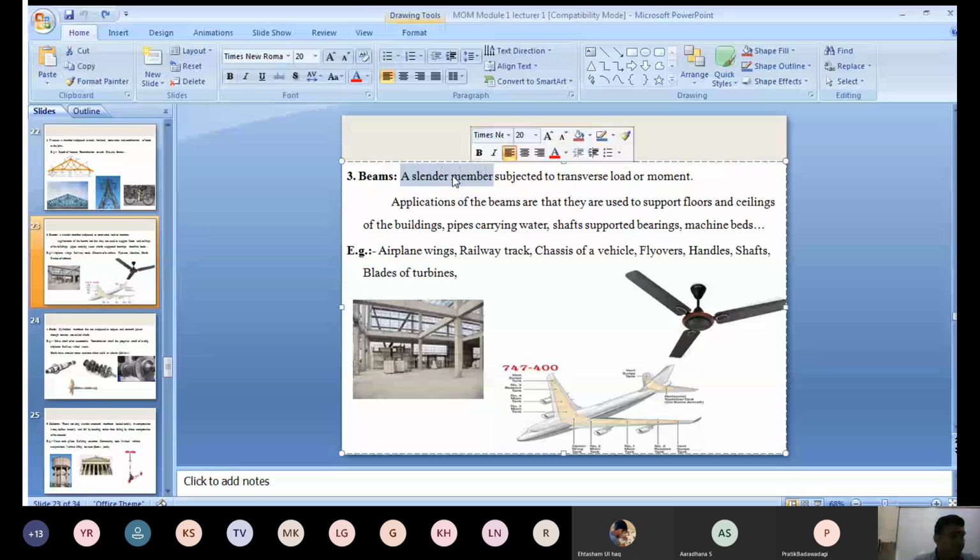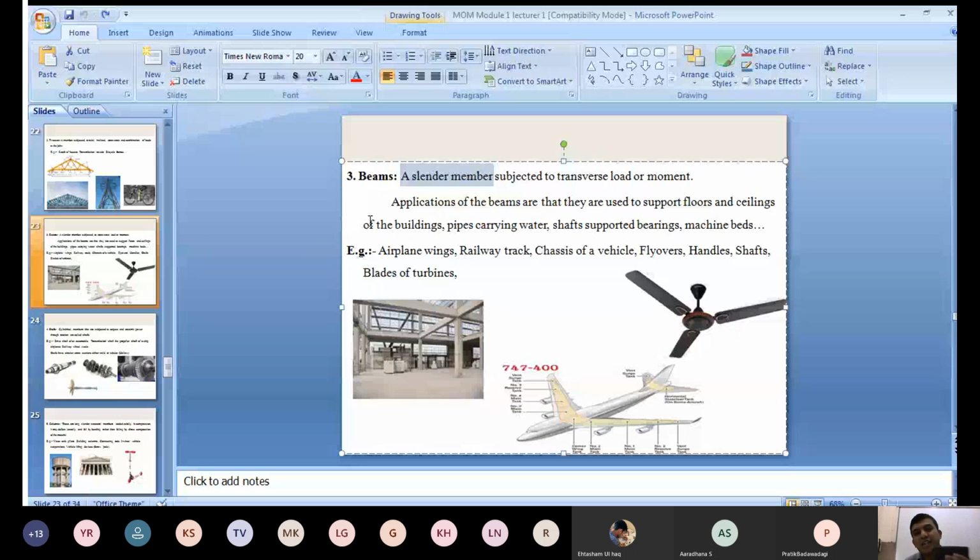If you consider, okay, I'll take this itself as an example. Slender member means that as compared to the cross-sectional dimensions, the width and the thickness, the length is more. The length of the member is more as compared to the cross-section of that member. Then that member is called a slender member.